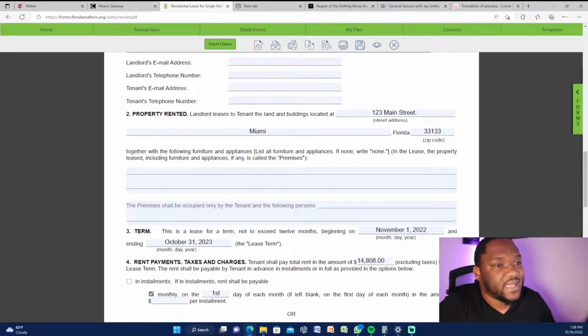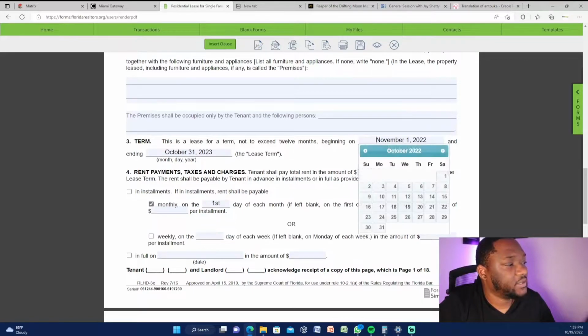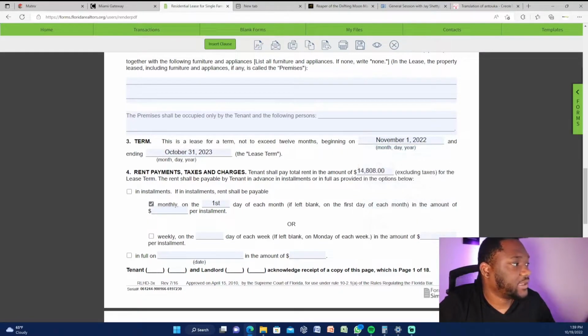Here, you're going to add whoever else will be living in the property. So it'll be the tenant and their children. Anyone that is over 18, just list them here for your sake. A lease in Florida, when you sign a lease, is only for 1 year, but truly it's 1 year minus 1 day. So you'll put in exactly when the lease starts and when it ends. In our case, it starts November 1st, 2022, and will end October 31st, 2023.